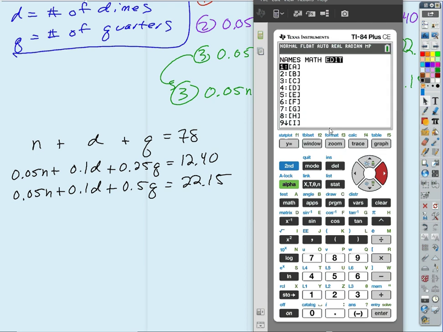So we want to build a matrix. I'm going to build matrix A. I'm going to go ahead and select that. I'm going to edit matrix A, and we're going to put this system into matrix A. Now here's how we're going to set this up. We're going to have one column for each coefficient. And we have to write these equations in standard form now. We have to write them in the form where all of the n terms come first, and then the d terms, and then the q terms, and then we put equals the number on the right side.